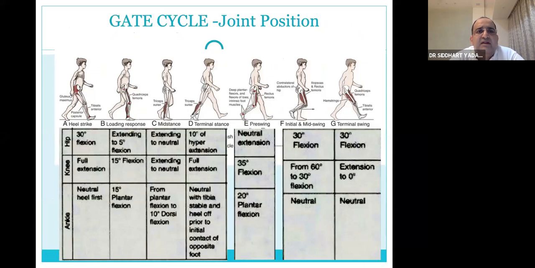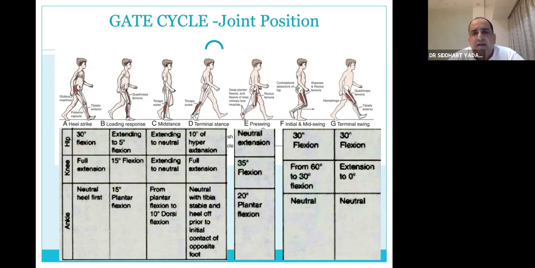Now, what are the joint positions during the gait cycle? This is important because once you know them, in abnormal gait you can find the pathology. For example, at heel strike, the hip is in 30-degree flexion, the knee is almost in extension, and the ankle is neutral. During the loading response, the hip is now moving into extension, the knee is in 15-degree flexion, and the foot in 15-degree plantar flexion. In mid stance, the hip is neutral, the knee is neutral, and the ankle is in minor 10-degree dorsiflexion. In terminal stance, the hip is in 10-degree hyperextension, the knee is in full extension, and the ankle is neutral or has minor movement.